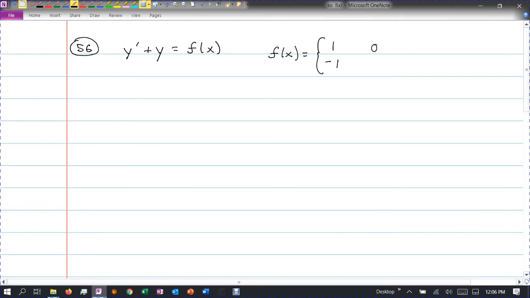It's 1 if x is between 0 and 1. Make sure I get this right. And when it's bigger than 1, it's negative 1. And we're given that y of 0 equals 1.